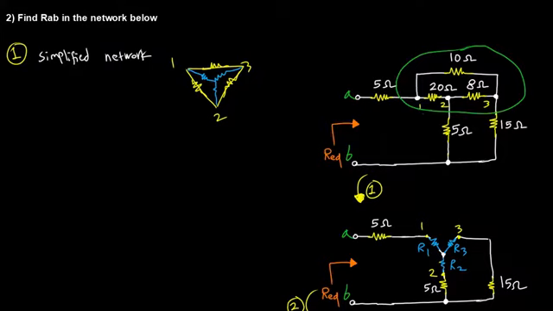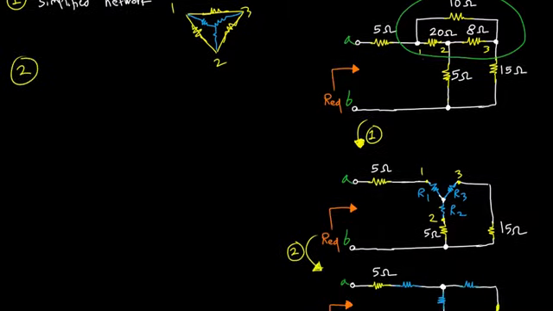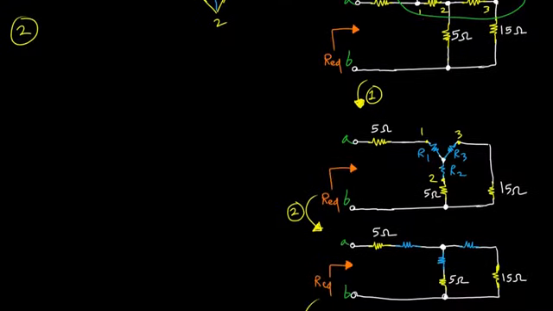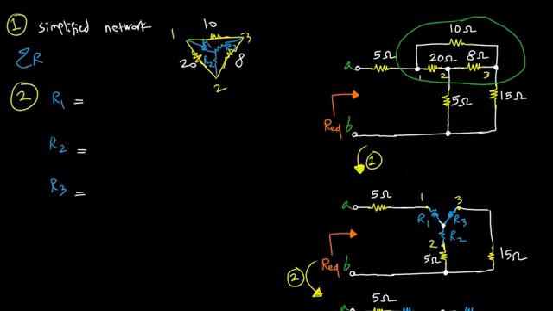In step 2, we are going to find R1, R2, and R3. So for R1 we're going to use the rules we learned for delta to Y or delta to star conversions.